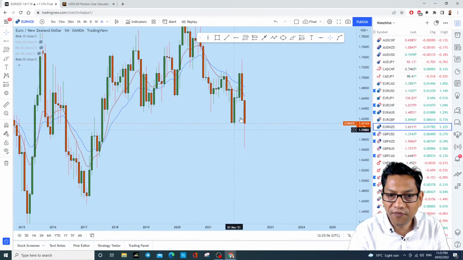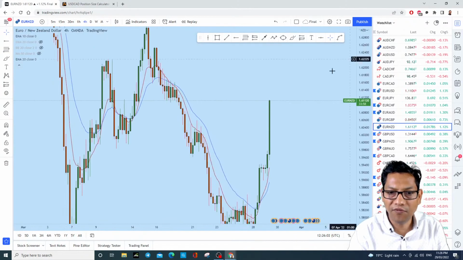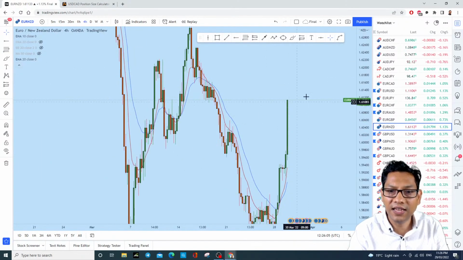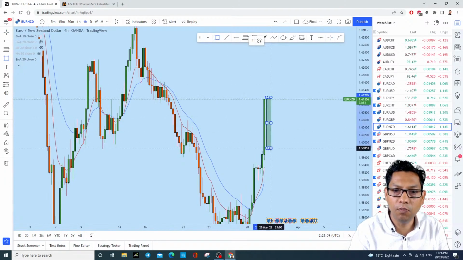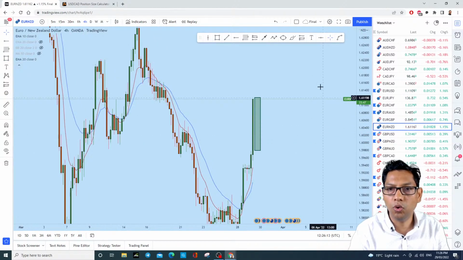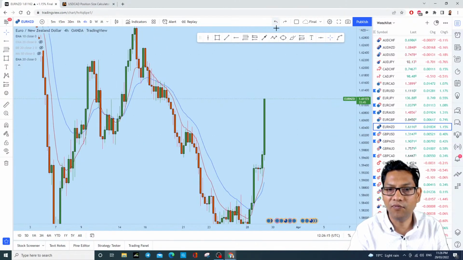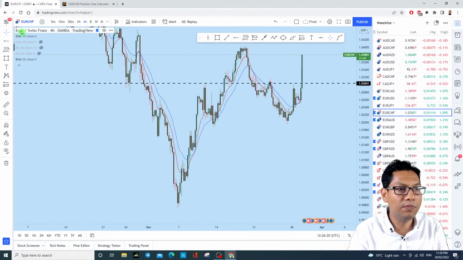It could be a fake move to the upside. Let's see what's happening. To validate it as a fake move, I need another big move down. Then I would say it's a fake move, and we could think of selling from this market. So Euro is rising, and Euro CHF is doing the same thing.